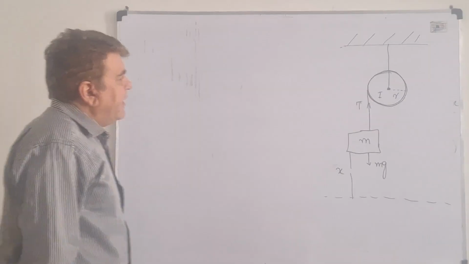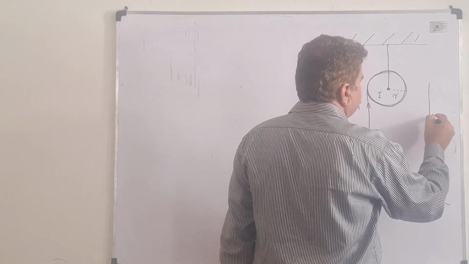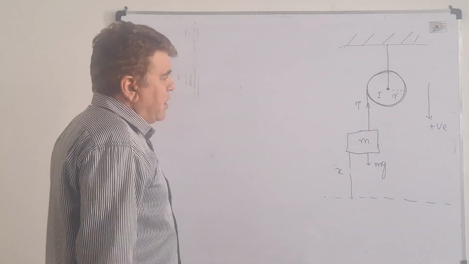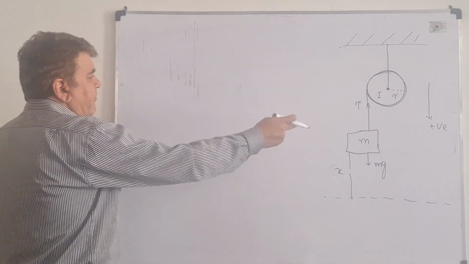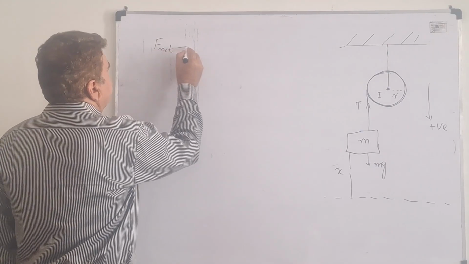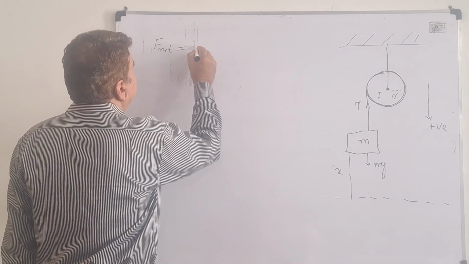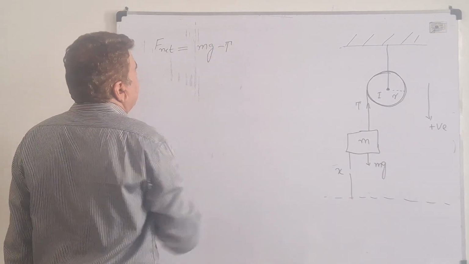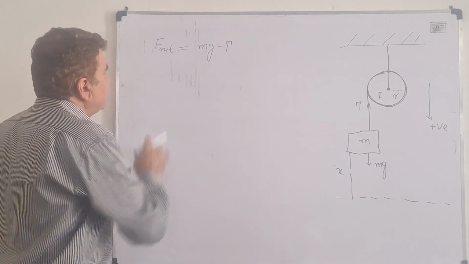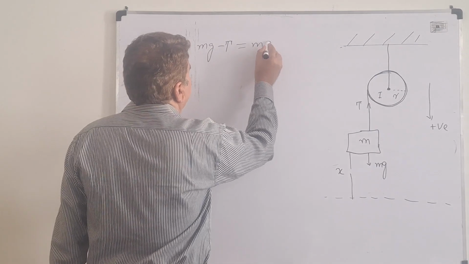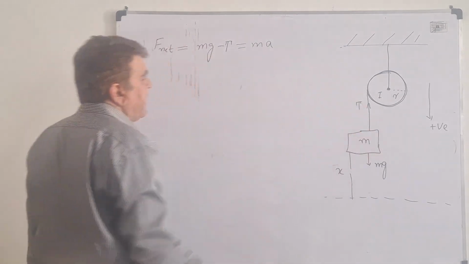Okay, with that said, I consider that the downward direction is positive. And with that in mind, I can find the net force acting on the body as F net equals mg minus T. And with reference to Newton's second law, this net force must be equal to mass times the acceleration produced in the mass.